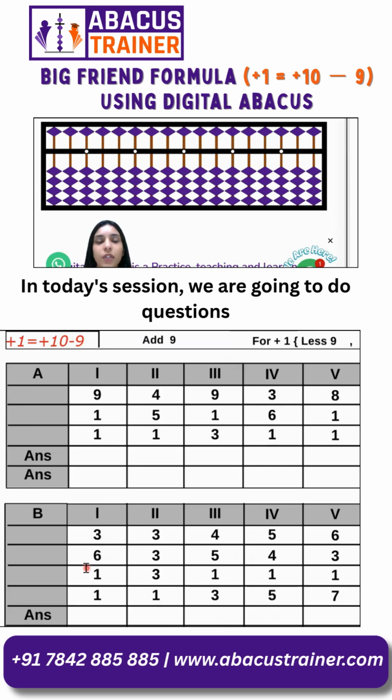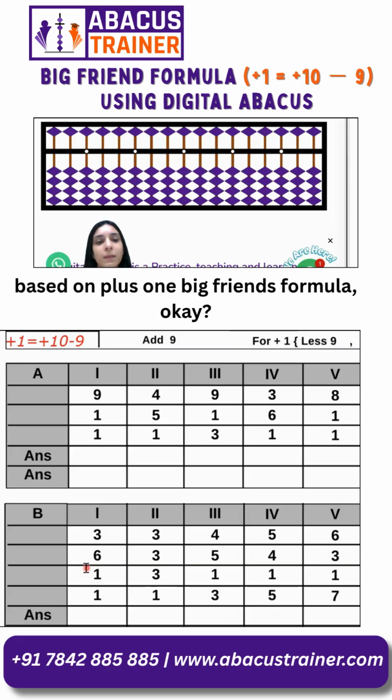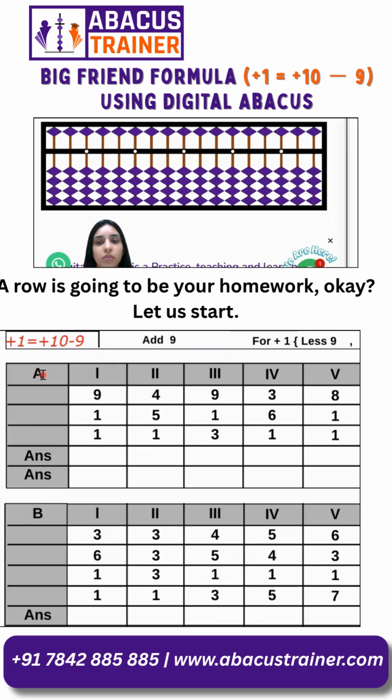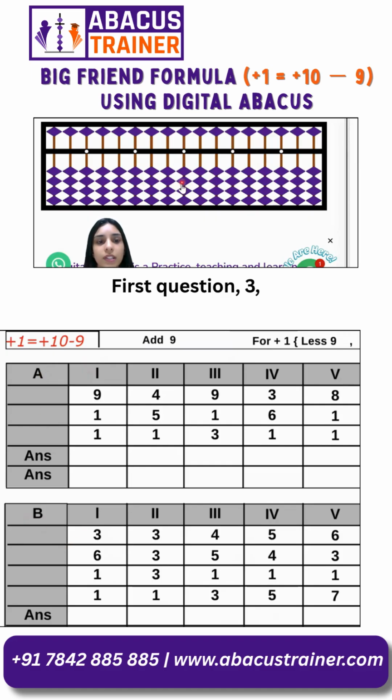In today's session, we are going to do questions based on plus 1 big friends formula, okay? That is plus 10 minus 9. We are going to solve the B row in the class. A row is going to be your homework, okay? Let us start. First question, 3.